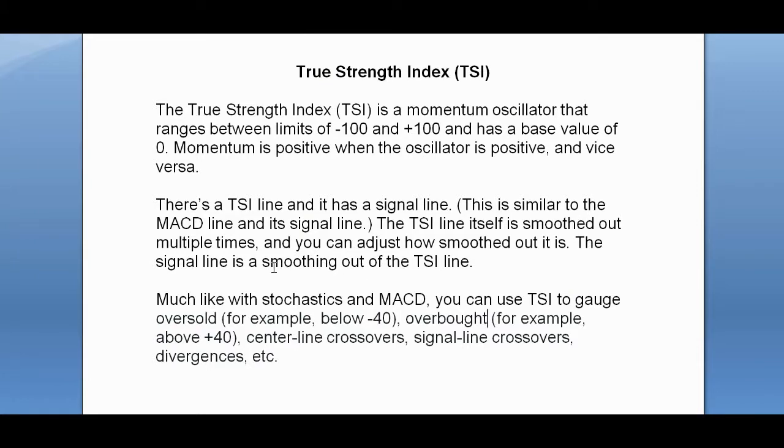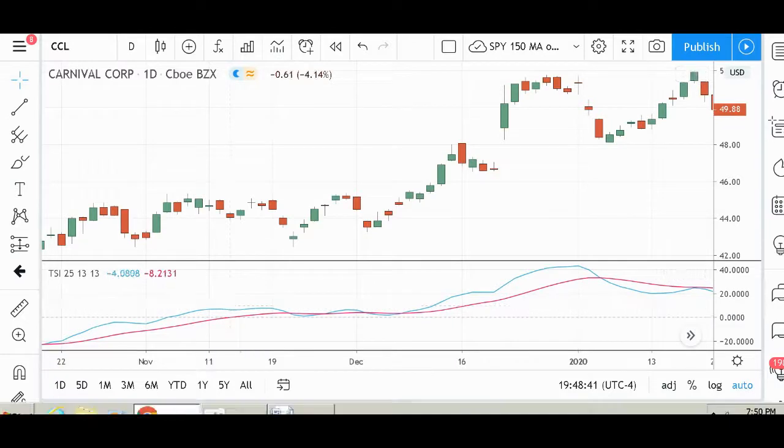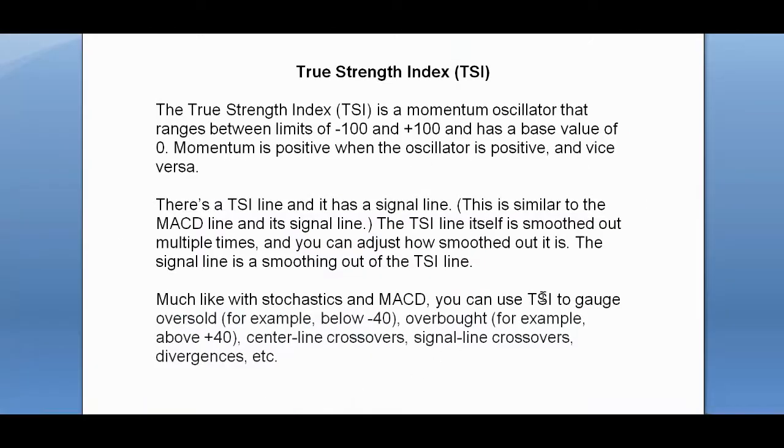Now, the signal line, which was pink, is a smoothing out of the TSI line, which is already smoothed out. Let's look at the signal line in pink. You see how the signal line is even smoother. It's even less jerky and less volatile than the already smoothed out blue TSI line, right? They use moving averages, averages and things like that, to smooth everything out. So you've got your TSI line in blue, signal line in pink, at least right now. Your platform might have different colors.